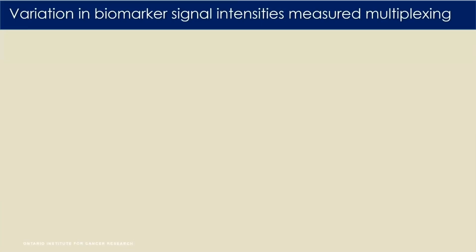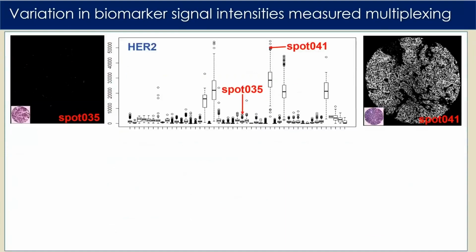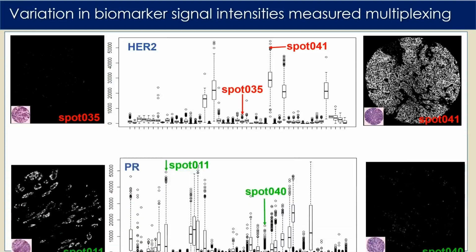We then studied the quantification of biomarker staining with multiplexing. In this case, HER2 is shown in the upper panel. Spot 041 here is a very strongly stained HER2 positive breast cancer. But when we looked at the single cell expression level of HER2, we actually found quite a range of different levels that we detected with multiplexing, showing again the variation in biomarker expression levels.